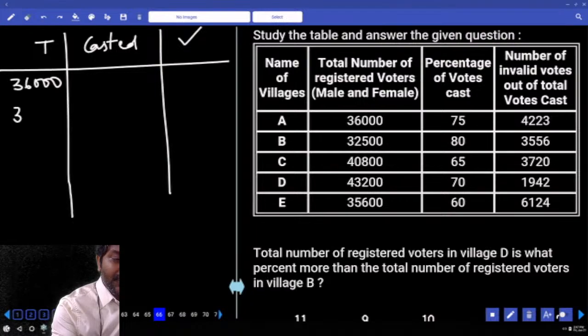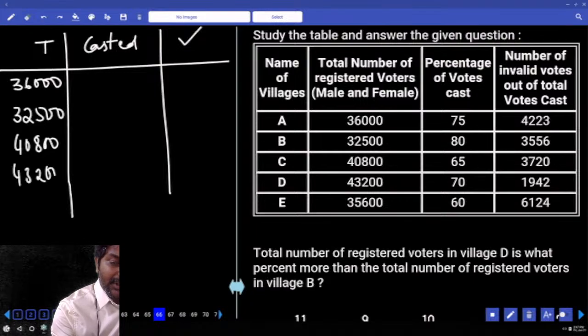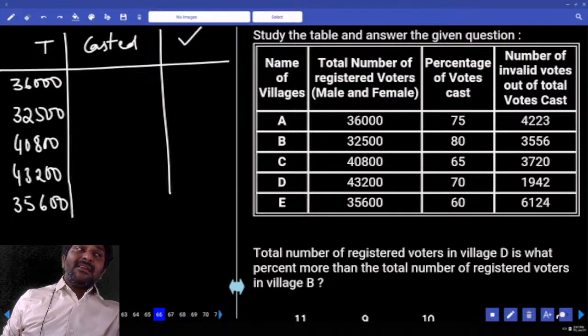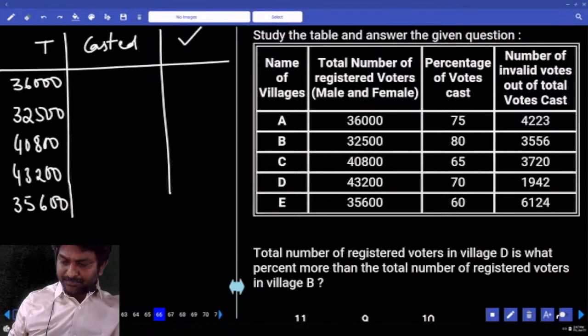36,000. Next. 32,500. Next. 40,800. 43,200. 35,600. Right. Now let's calculate remaining values when they are required.